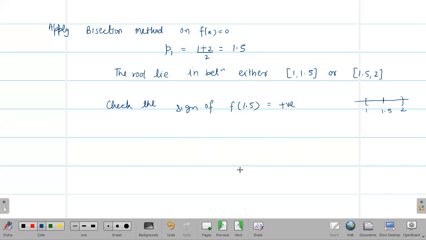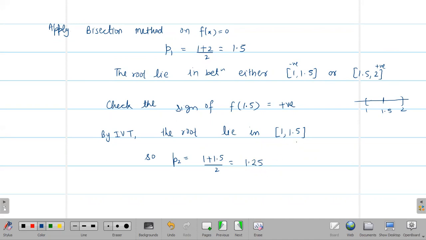So now here you can see at 1, it was negative. It is negative here and positive here. And here you are getting positive. So it means here you are getting an opposite sign. So by IVT, the root lies in the opposite sign interval, that is 1 and 1.5. So P2 will be 1 plus 1.5 divided by 2. It will be 1.25. This is my second iteration.